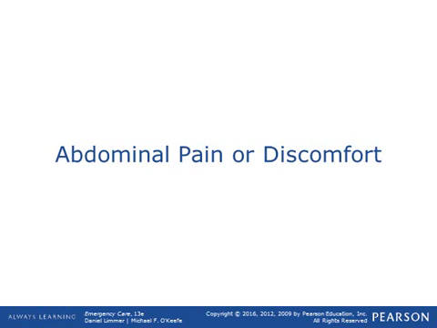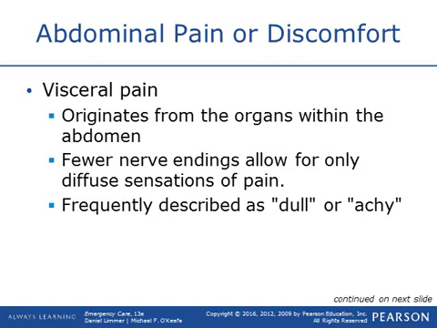So now we'll talk about abdominal pain and discomfort. Visceral pain comes from organs within the abdomen. These organs have fewer nerve endings, so they don't have that pinpoint pain. It's just kind of a dull or achy sensation. Can't really pinpoint exactly what organ it's coming from. So that dull, achy pain is visceral pain. Visceral is achy and dull.